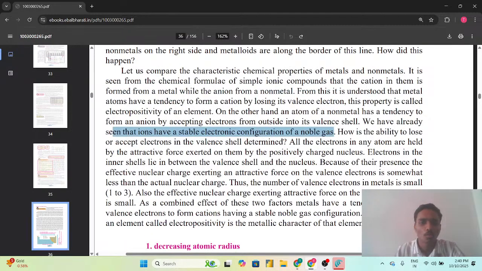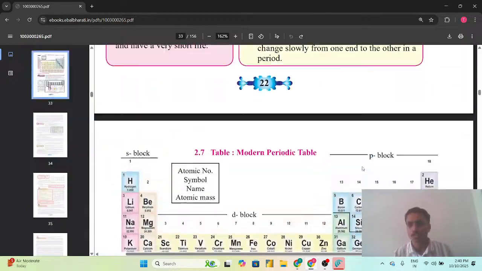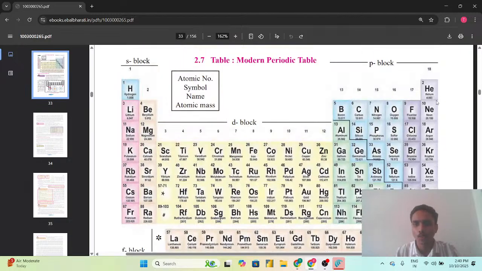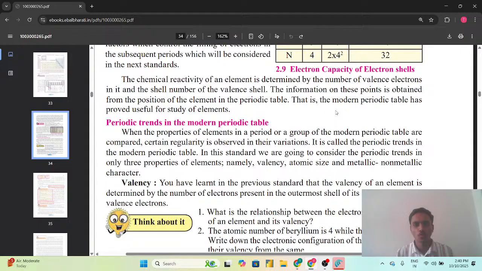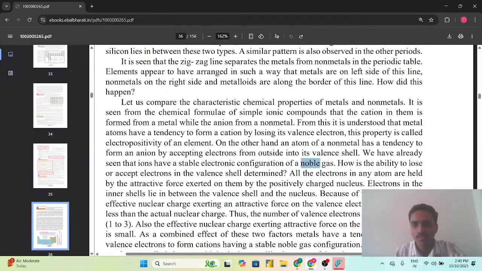So noble gases, as we have seen, are in the 18th group, that is the zero group, in the periodic table: helium, neon, argon, krypton, xenon, radon, and oganesson. All of these have a complete octet or duplet, so they are in a stable state. Due to that, they are called inert gases. They are also called noble gases, and they are classified in group 18. Here their electronic configuration, the octet and duplet, is complete, so they are stable. So how is this ability to lose or accept the electrons in the valence shell determined?